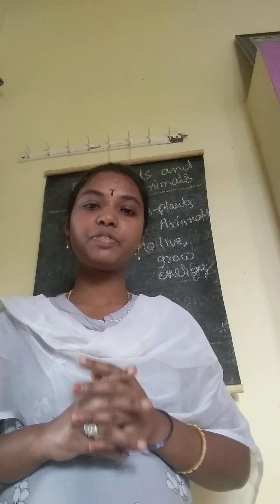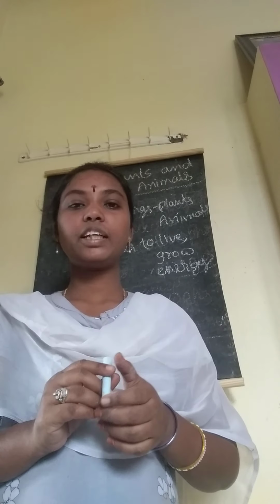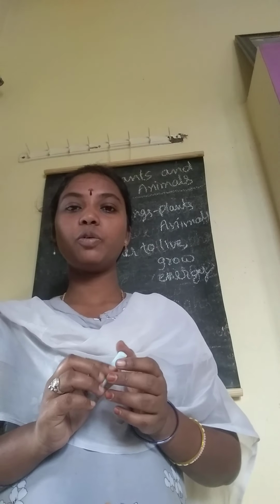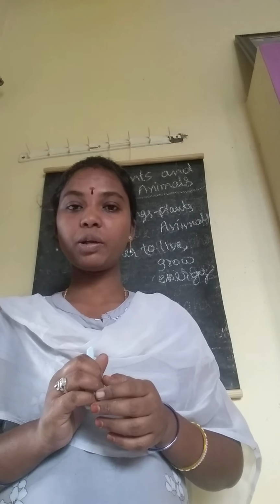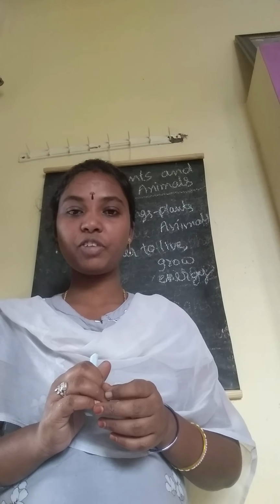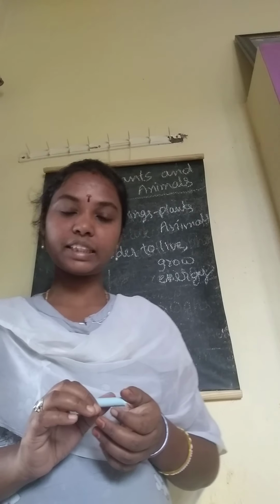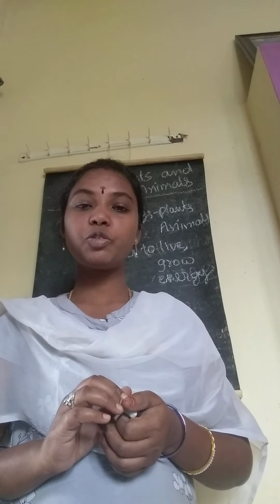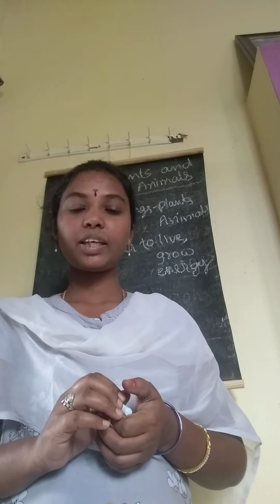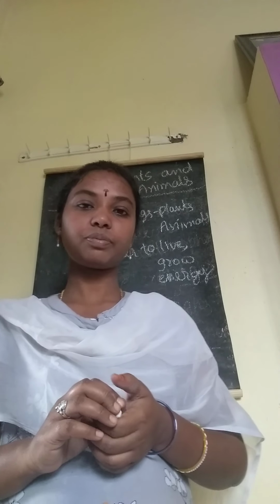This is the class for 5th class students. Children, in the previous class we learned about growing plants. That is the first lesson from your textbook. Now we are going to learn about the second lesson. The lesson name is Food for Plants and Animals. Let us start the class.